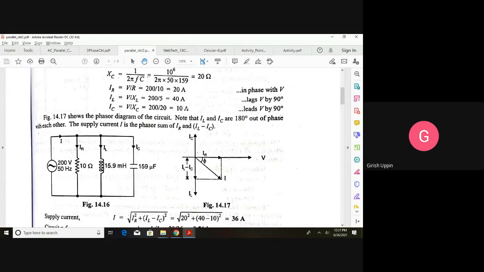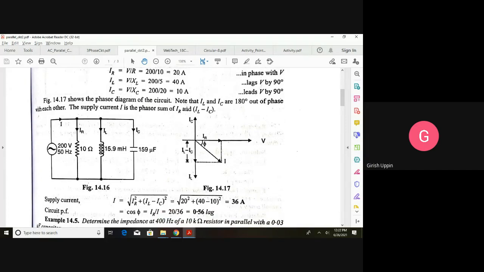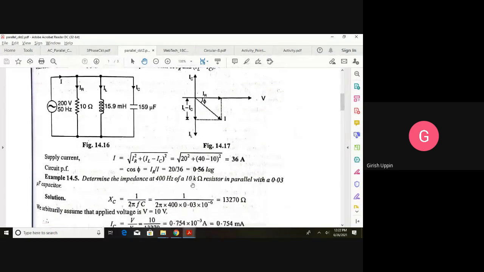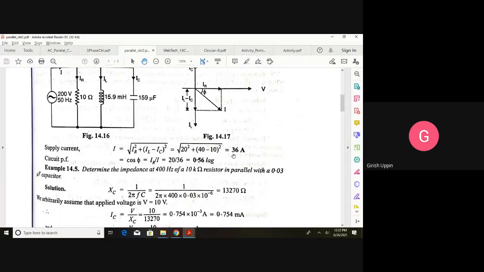As indicative of this IL current, the circuit will behave like an RL circuit. And if you substitute those values, total current I, you get it as 36 amperes. And cos phi is what? IR divided by I. 20 divided by 36, 0.56 lag. So the resulting current I will lag the voltage by an angle phi.